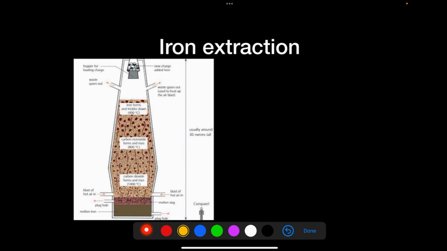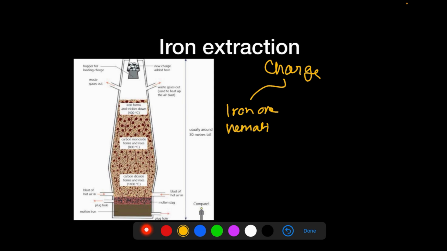Now we look at iron extraction. The mixture containing iron ore is called a charge. The charge has iron ore, which in this case is hematite. We have limestone, and we have coke, which is basically carbon, an allotrope of carbon.